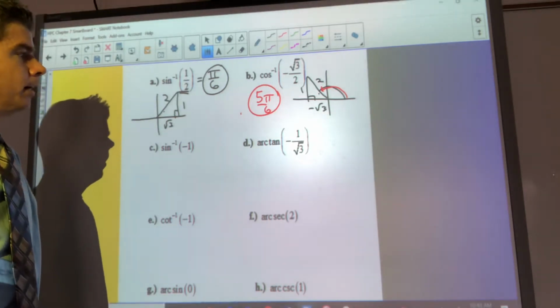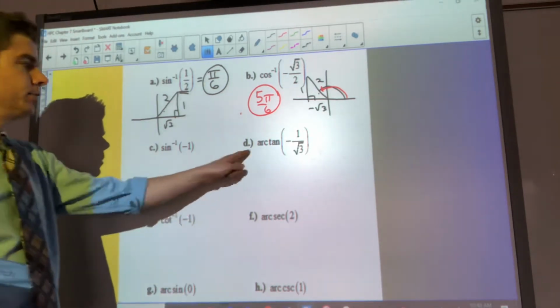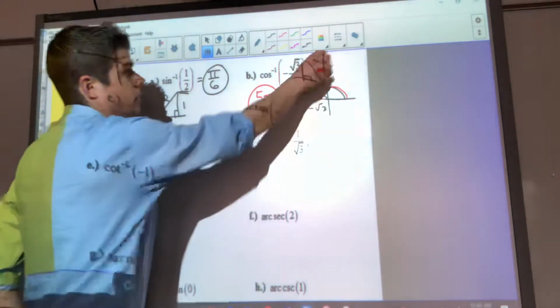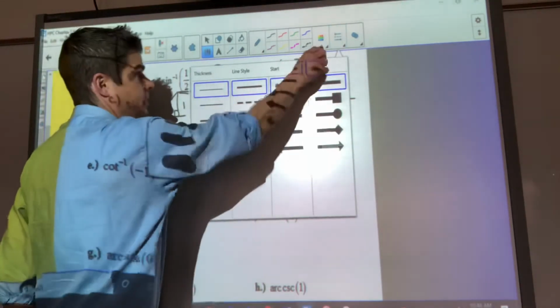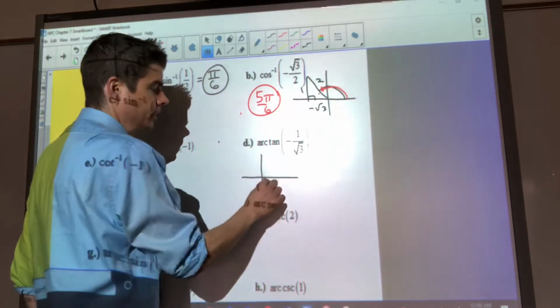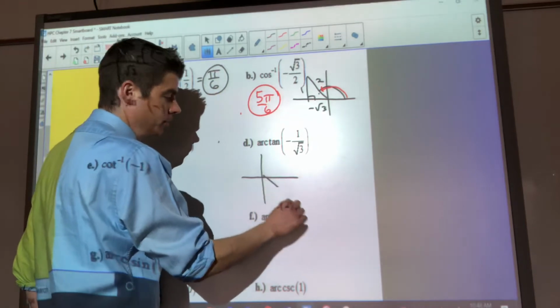Okay. I might jump down to this one next, arctangent of negative 1 over root 3. So arctangent, it's negative. So I have to realize, if it's arctangent and it's negative, it's down in quadrant 4.